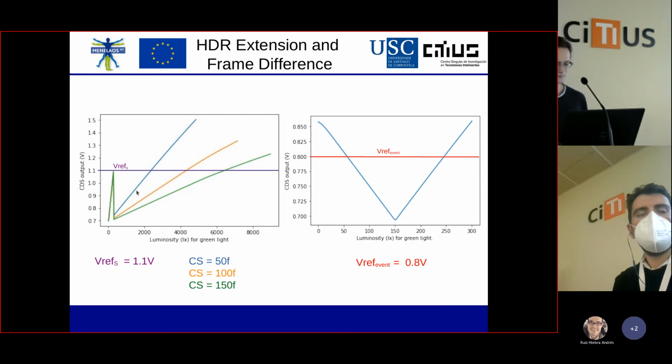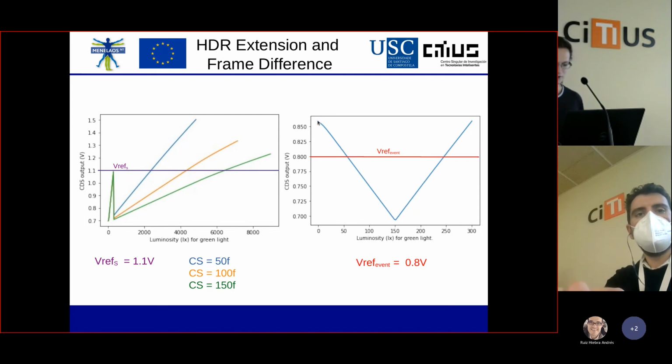This is shown for different values of the capacitor. We can use a capacitor of 50 femtofarads, 100 femtofarads, and 150 femtofarads. The lower the capacitor, the higher the sensitivity, but we will have less dynamic range because it will not be able to store as many electrons as, for instance, the capacitor with 150 femtofarads. The 150 femtofarad capacitor will have higher dynamic range, but lower sensitivity.